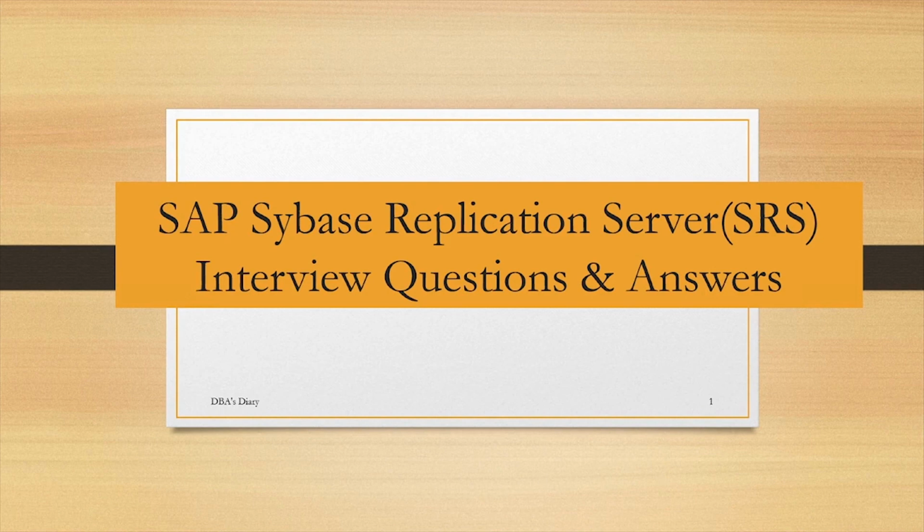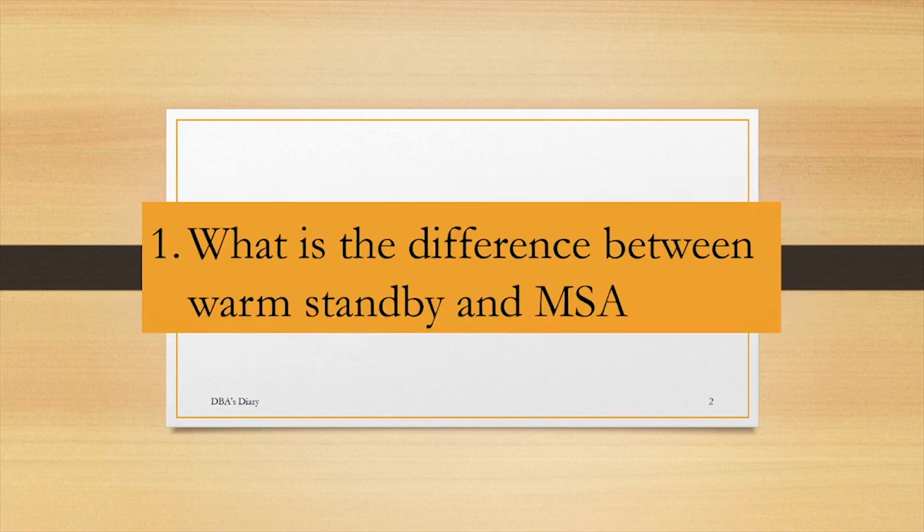So Sybase Replication Server interview questions and answers. The first question is, what is the difference between warm standby and MSA? Warm standby is actually used for DR server, whereas MSA is used for multiple servers. It is called multi-site availability. In warm standby, you will have one publisher and one subscriber, whereas in case of MSA, you will have one publisher, but you can have multiple subscribers. This is the major difference.